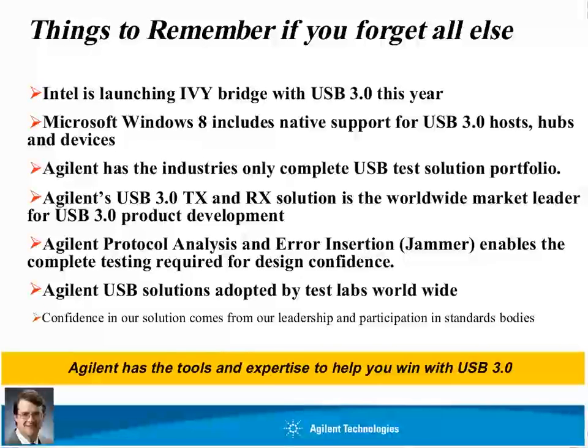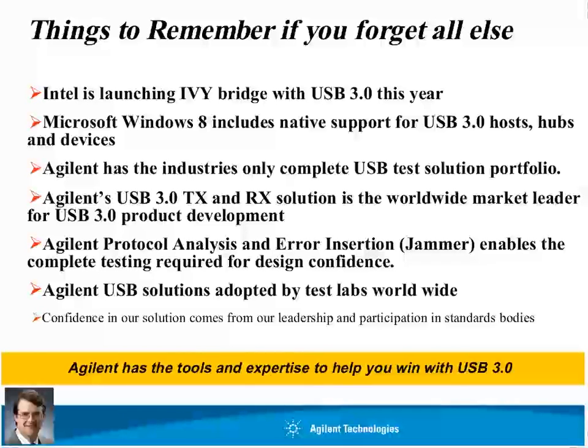Agilent has the industry's only complete USB test solution portfolio, including all the physical layer test requirements for transmitters, receivers, cable and connector certification, as well as a protocol analysis tool set. Our transmitter receiver solution is the worldwide market leader today for USB 3 product developers. Our Agilent protocol analysis and error insertion jammer enables the complete testing required for design confidence, because the typical test conditions that you need to generate to make sure your device, software and firmware all meet the requirements, you can't achieve that just with a selection of peripherals that are already on the market today.